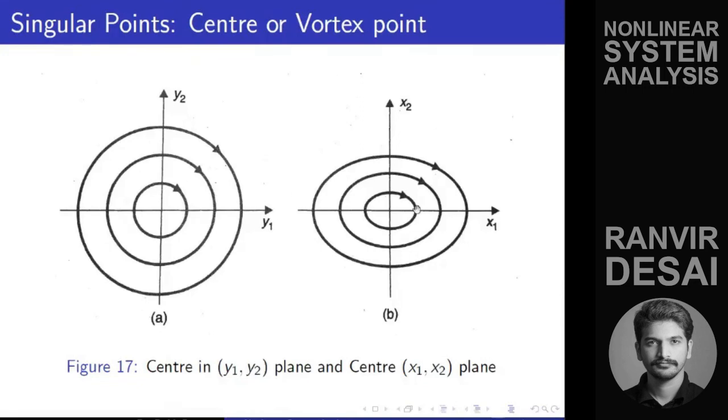And if you see it in true sense in the x1 x2 plane, it will give you an elliptical trajectory. But as you can see, it is bound in a trajectory. As time goes on, it will repeat that same path. It is neither going towards zero nor going away from zero. It is staying in a trajectory around the zero. So we can say it is a center point or vertex point.